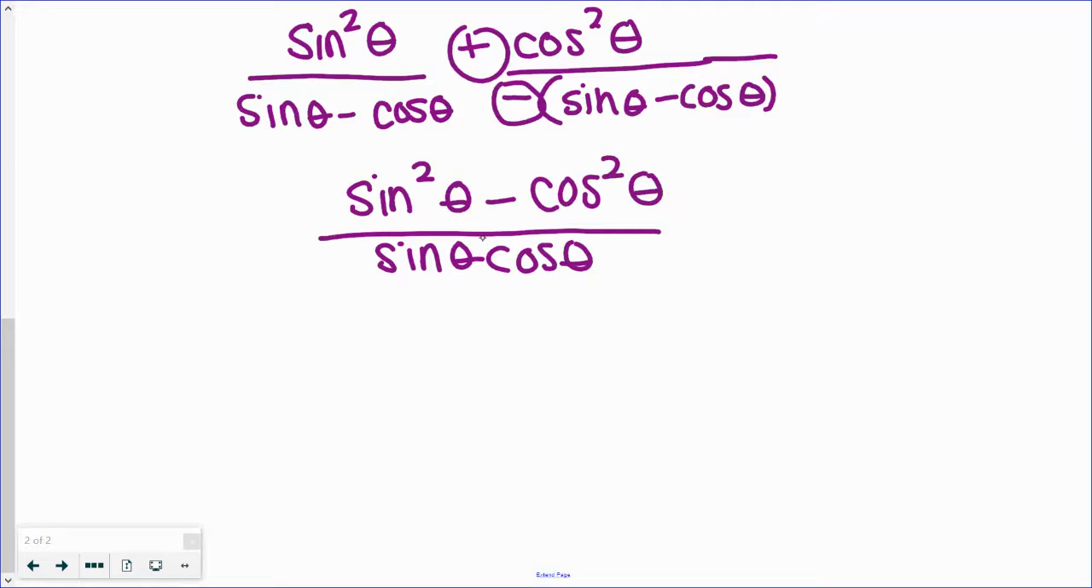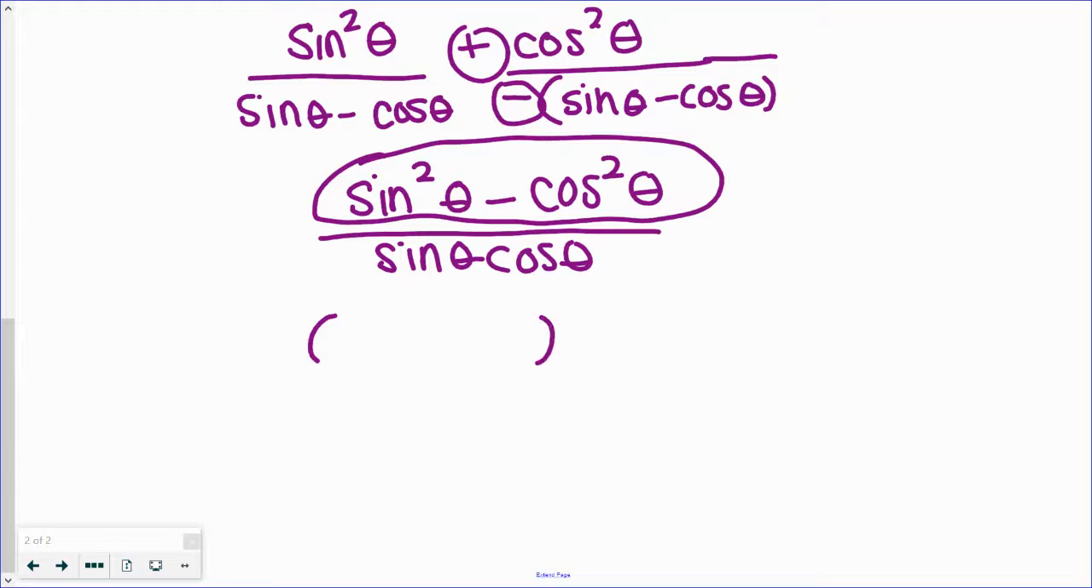Okay, so we don't have any identity that says sine squared minus cosine squared. We have an identity that says sine squared plus cosine squared. So instead, you see how this is a regular sine minus cosine? Instead, what we're going to do to this numerator is factor it, because this is a difference of two squares. And with a difference of two squares, you can separate it into sine theta minus cosine theta times sine theta plus cosine theta.